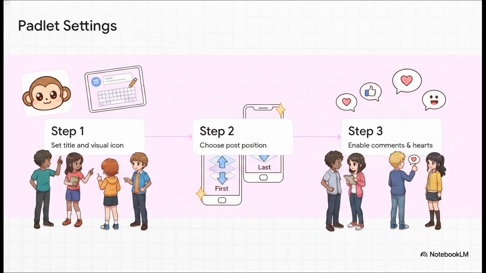Step 1, set your title, and always add a visual icon. Our source gives a fun example of using a little monkey icon. It might sound silly, but those distinct visual icons drastically help students recognize the right board when they're rushing on their phones. Step 2 is choosing your post position, whether new posts go first or last. And step 3, enable comments and heart reactions. This gives your students a really low barrier way to interact and just show some empathy for their classmates' hard work.